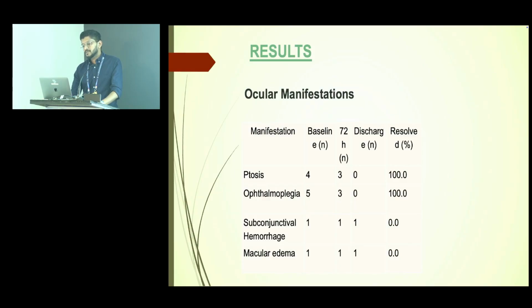Ophthalmoplegia was seen in 5 patients, and 2 patients had resolved after 72 hours, and 100% resolution of the ophthalmoplegia was seen at the time of discharge. Subconjunctival hemorrhage was seen in 1 patient at the time of presentation, and it persisted till the time of discharge. Macular edema was seen in 1 patient at the time of presentation, and it persisted till the time of discharge.